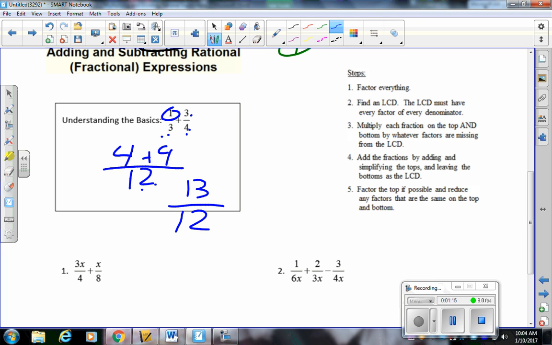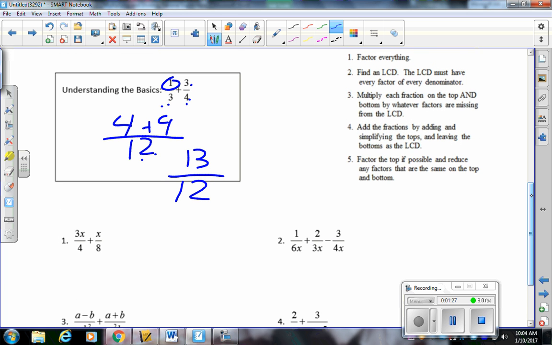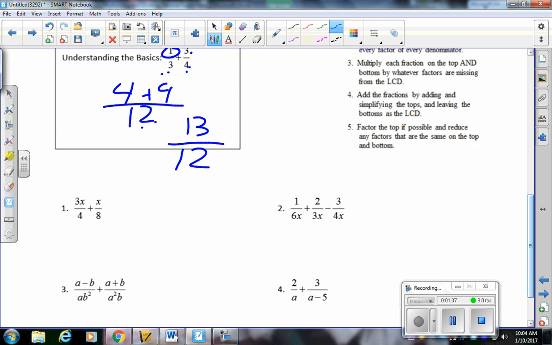All right, well, what happens when we add some variables in? So the first step is to factor everything. Now in the first couple of examples, there's really going to be nothing to factor. We're just going to start adding fractions. But when we get down to the big ones, we're going to factor everything, find a least common denominator, and then make sure we multiply our numerators by those missing factors that weren't in the original denominator. I'll show you what I mean by that. And then, of course, simplify that numerator.